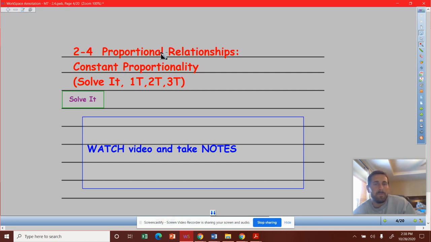So today's lesson is proportional relationships and constant proportionality. So we dealt with proportional relationships, we dealt with equivalent ratios, and now we're going to talk about a constant proportionality. So I hinted at you already, you've been using this for a while. You just didn't know what it was called, maybe, but we're going to dive into it more with an equation.